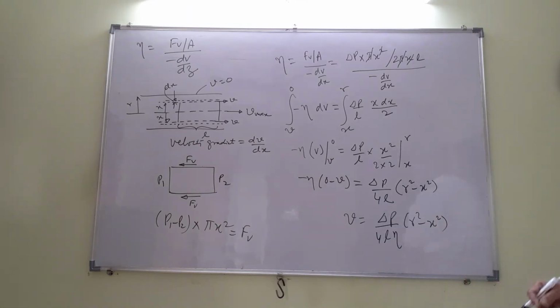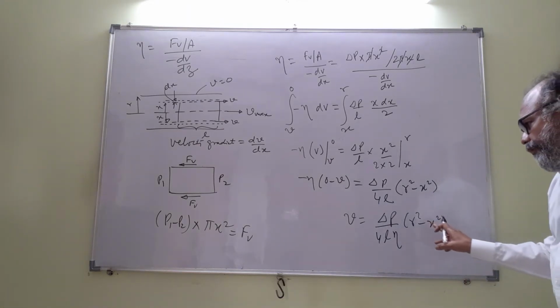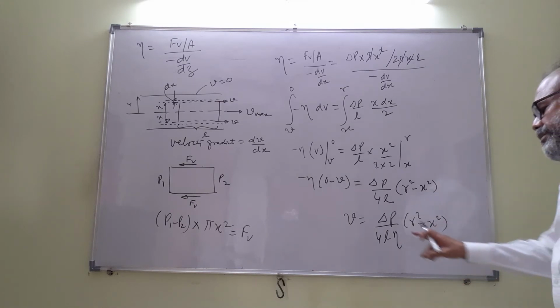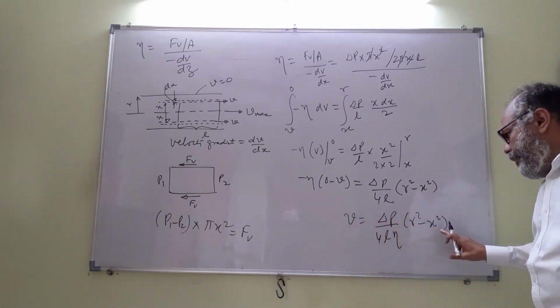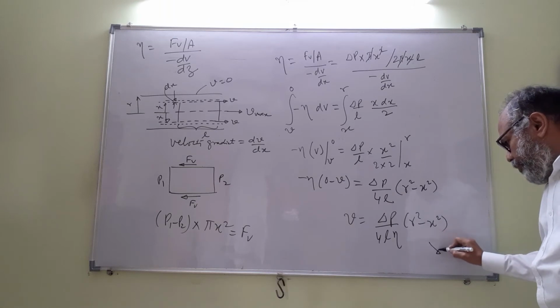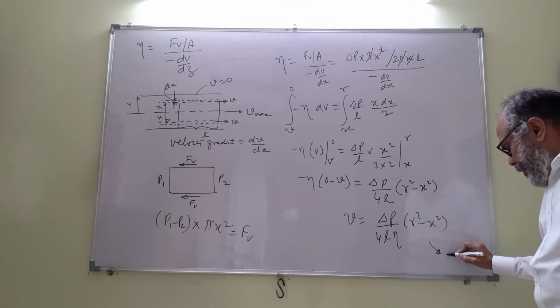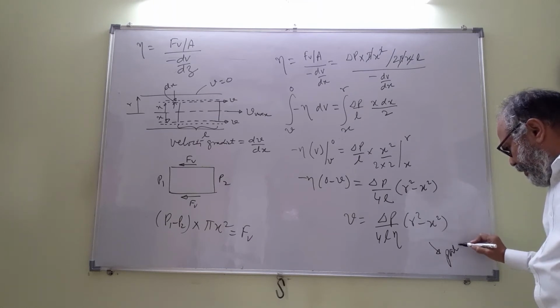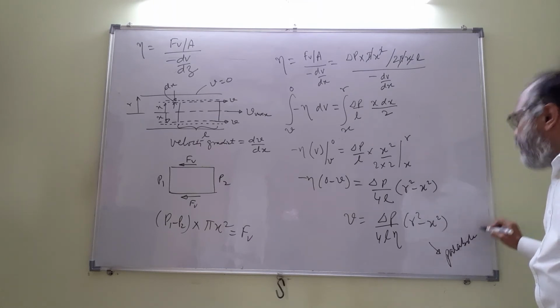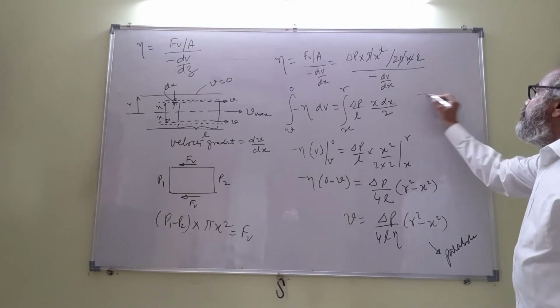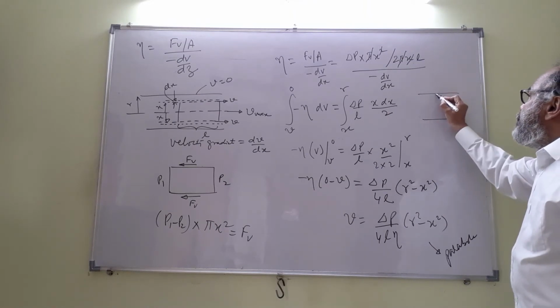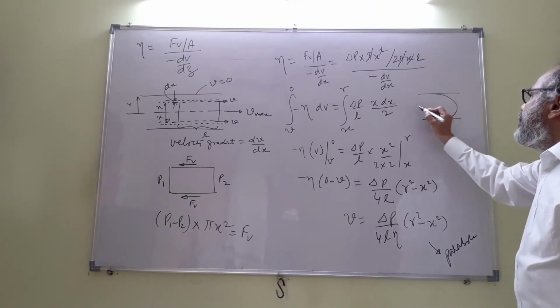That is the velocity as a function of x. As you can see, it is dependent on x squared. So this equation indicates that the velocity and x are related parabolically. It's a parabola. That is, if you draw the velocity profile, the velocity profile would be a parabola.